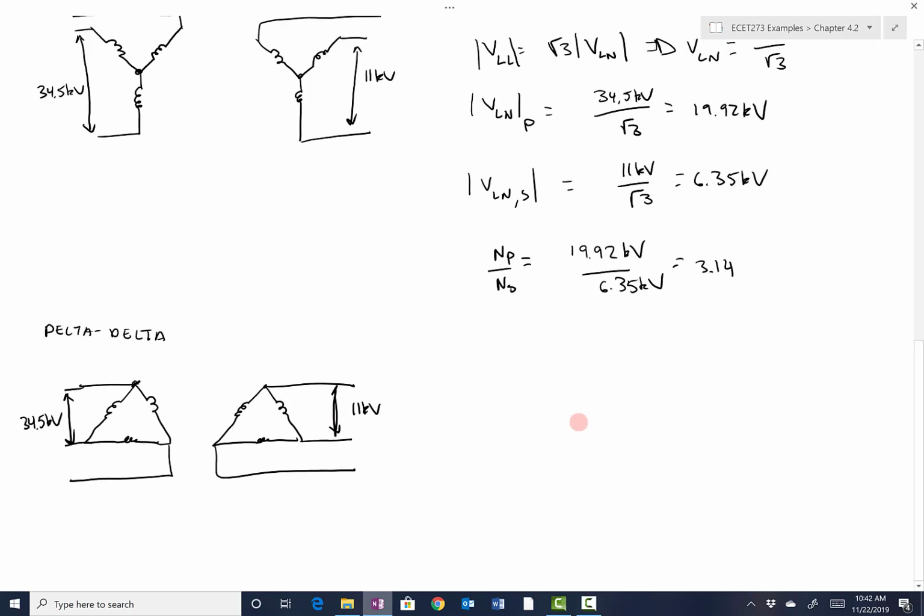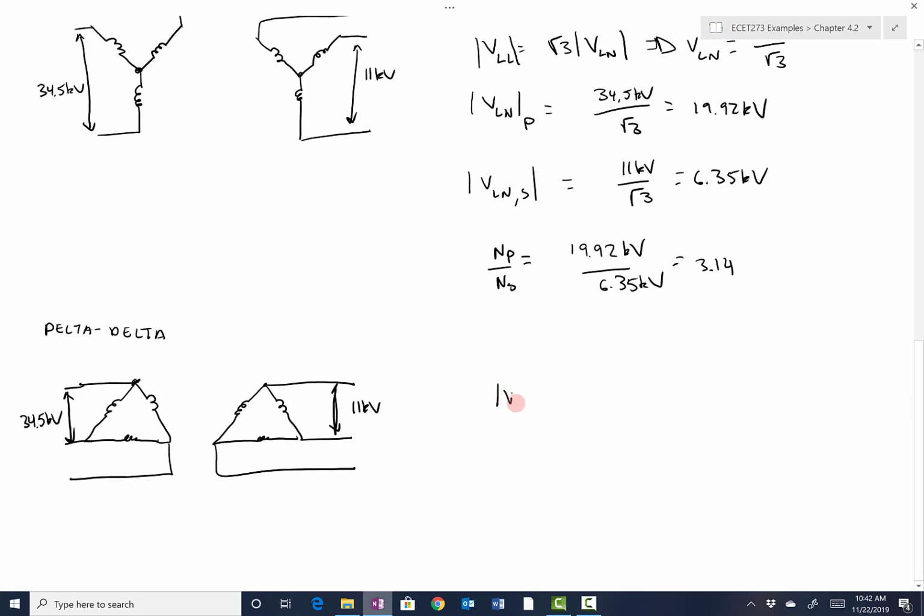So this is a delta system, so the magnitude of the line-to-line voltage is actually equal to the magnitude of the line-to-neutral voltage. The line-to-line voltage appears over a single phase, and so we can very easily calculate the magnitude of the line-to-neutral rating for the primary. That's just 34.5 kV. And the magnitude of the line to neutral on the secondary is just going to be 11 kV.